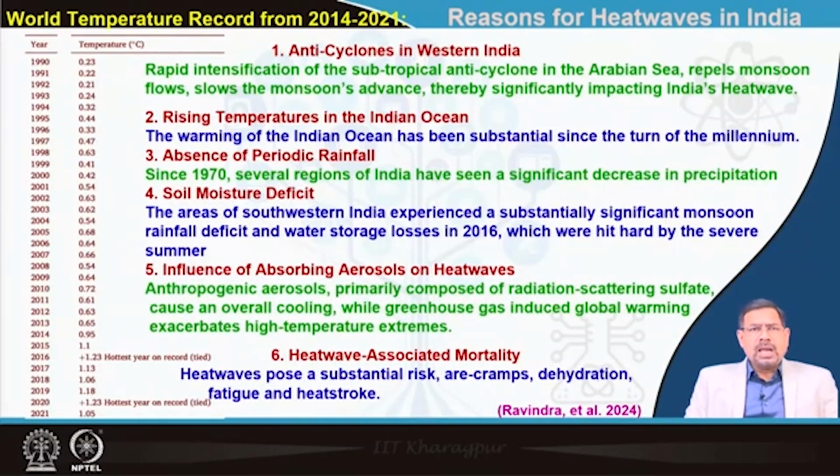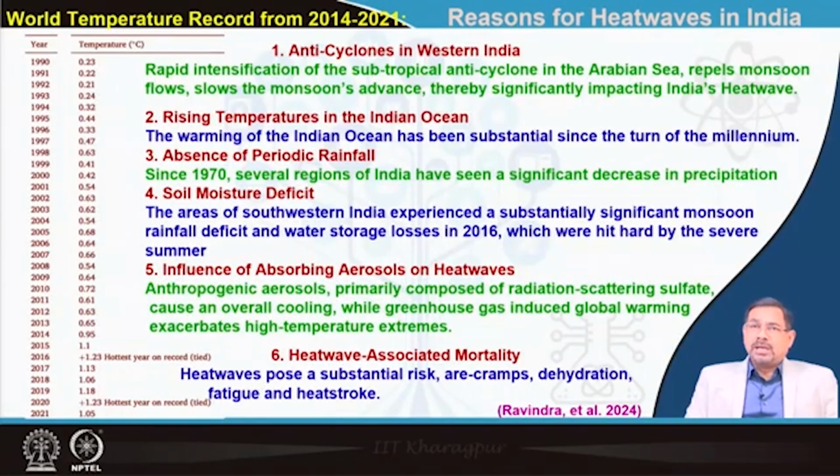So, in the last decade we have already received 2 hottest years. That is another way of interpreting how many extreme temperature years we have been receiving very recently. Now, the second part of this slide goes to what are the reasons as far as the heat waves in India are concerned. This is a little beyond the scope of this particular class, but I thought to put it here in terms of 6 points.